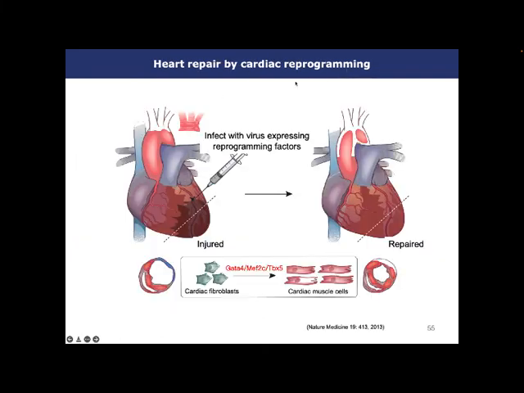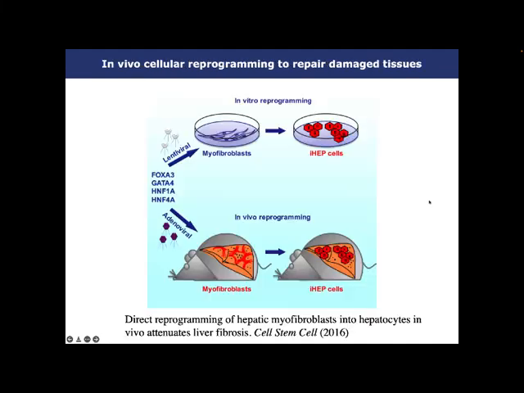So cardiac reprogramming can largely help heart repair. If a certain region is injured by infarction, this damaged region usually generates cardiac fibroblasts around it, and these cardiac fibroblasts can be directly reprogrammed by the introduction of these factors. From these cardiac fibroblasts, it can restore the damaged region of the heart by in vivo reprogramming, using viruses expressing reprogramming factors.